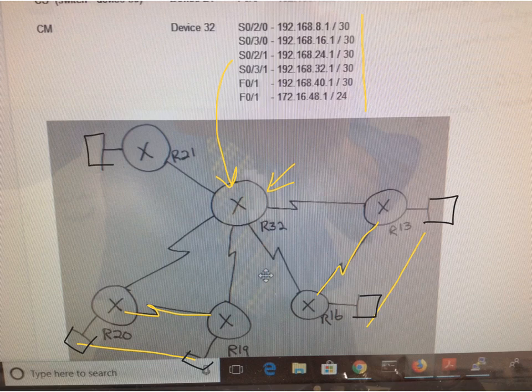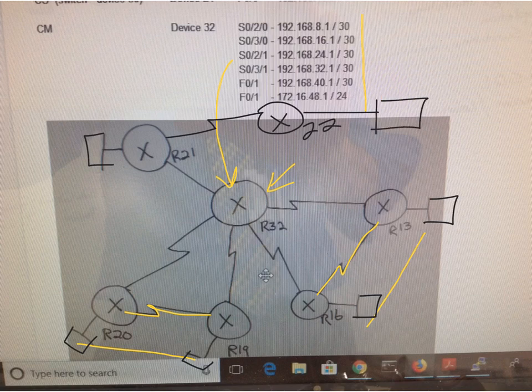Let me clean that up a little bit. We have one more router here, 22. And that too has a switch on it. Alright. I think that's it.